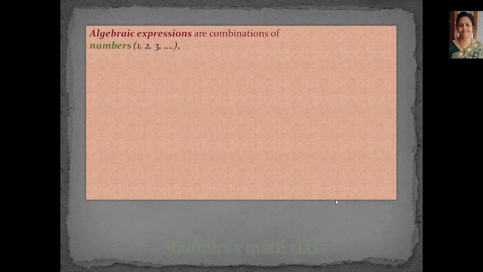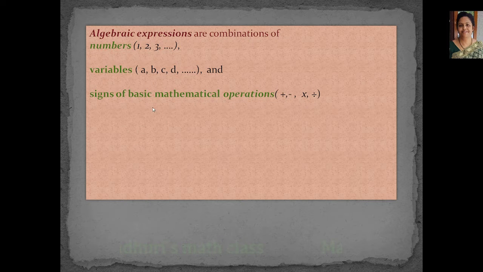What are algebraic expressions? Algebraic expressions are combinations of numbers, 1, 2, 3, 4, etc. are numbers; variables, a, b, c, d, e, f, g, etc. are variables; and signs of basic mathematical operations, that means signs of addition, subtraction, multiplication and division. So algebraic expressions are combinations of numbers, variables and signs of basic mathematical operations.